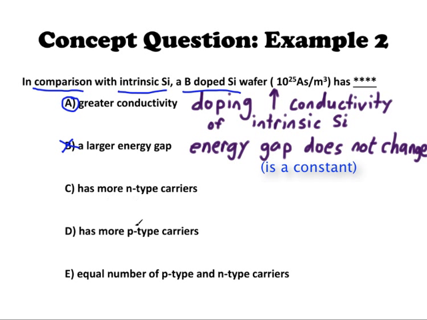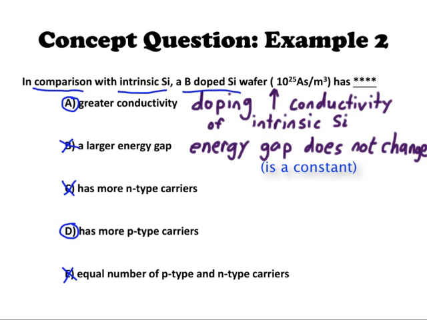Option C, D, and E are all kind of related to each other because they're talking about the number of N-type and P-type carriers. Option C, more N-type carriers, is an incorrect answer. Option D, more P-type carriers, is a correct answer. Option E, equal number of P-type and N-type carriers, is obviously incorrect then.